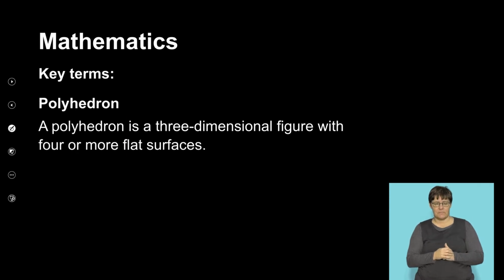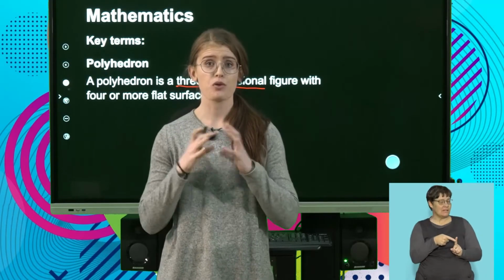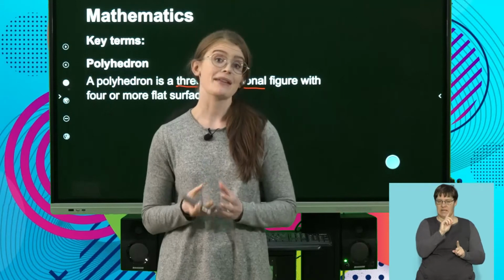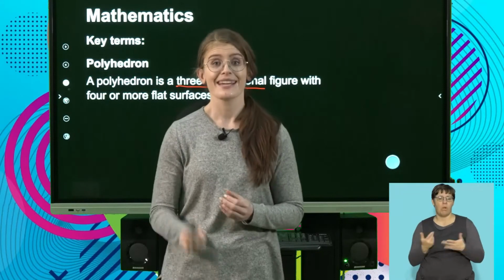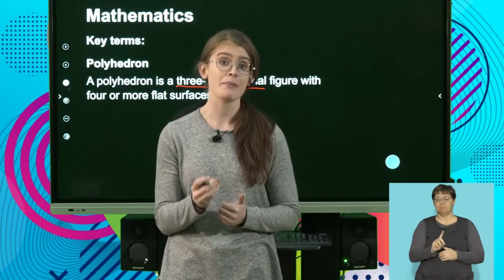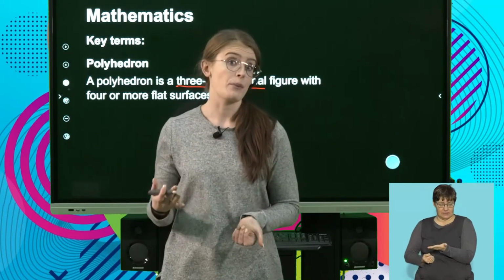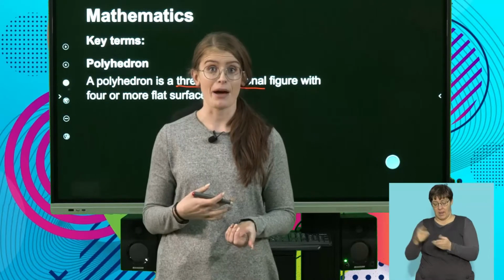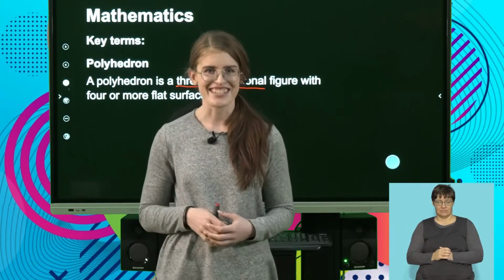So, a polyhedron is a three-dimensional figure with four or more flat surfaces. At this point, I'm just going to pause. Just a reminder, a polyhedron is an actual three-dimensional shape. It's a shape that I could possibly hold. So it could be a spherical ball, it could be a box of chocolates. It's not two-dimensional, because two-dimensional refers to a shape that could be drawn on a flat surface. So if I were to draw a triangle on a piece of paper, that would be a two-dimensional triangle. Cool, let's go to the next definition.